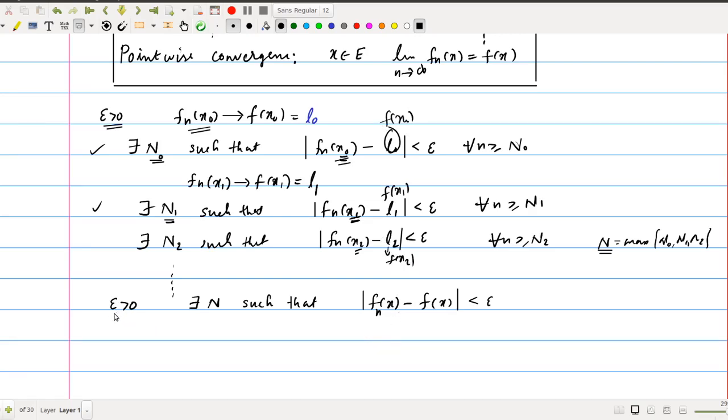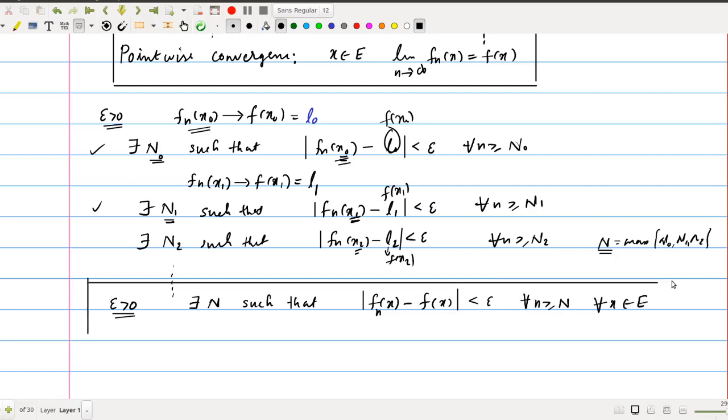So can we get, corresponding to this epsilon greater than 0, an n such that |Fn of x minus f of x| less than epsilon for all n greater than or equal to n, and for all x belonging to E? If this happens, we can say that the convergence is nothing but uniform convergence.